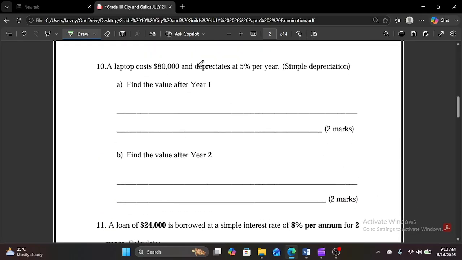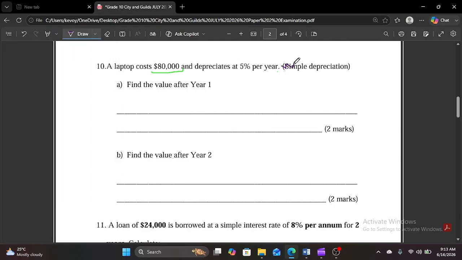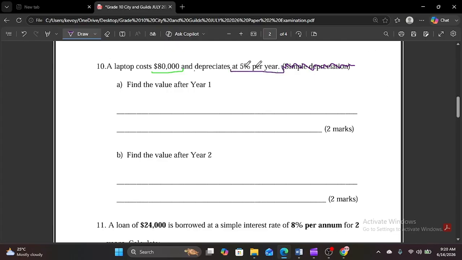A laptop costs $80,000 and depreciates at 5% per year. So if it depreciates by 5% per year, this is not gonna be simple depreciation. Every year it's being depreciated by 5%, so we have to take off 5% each year. Basically, that's what it's saying.